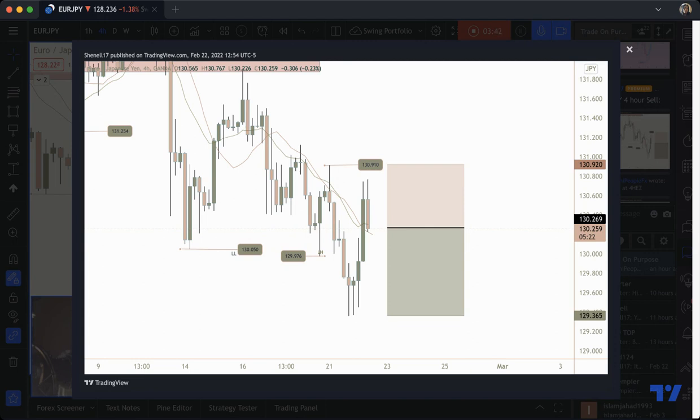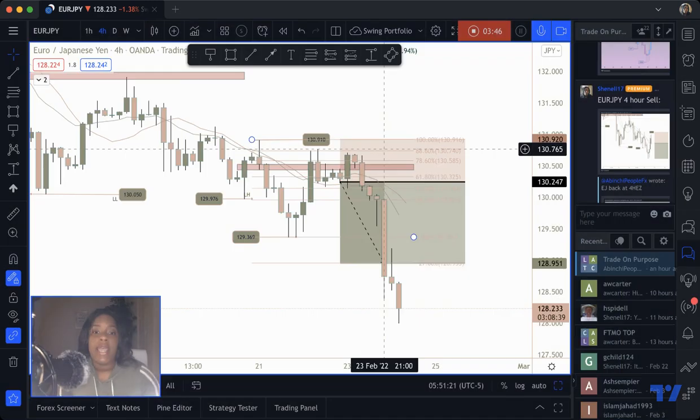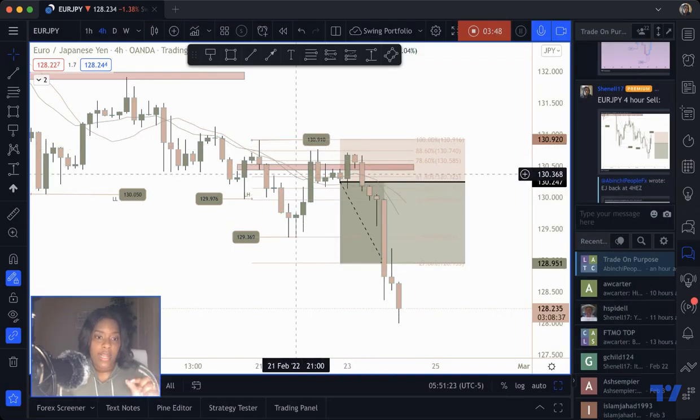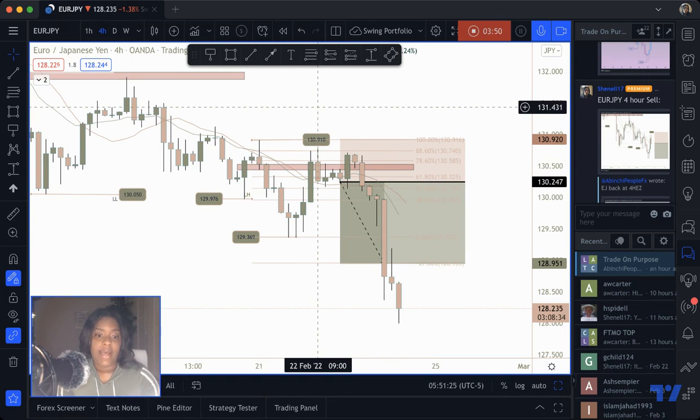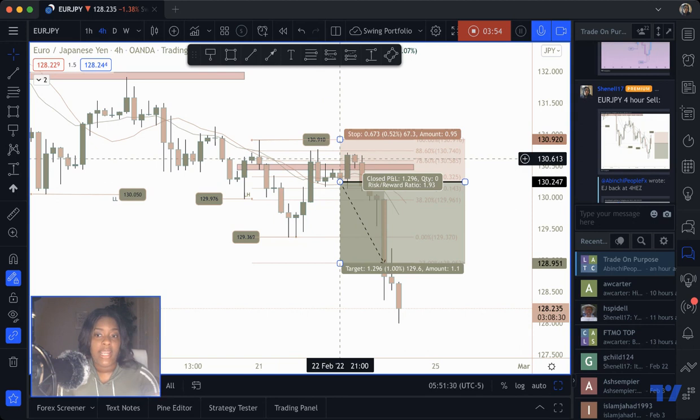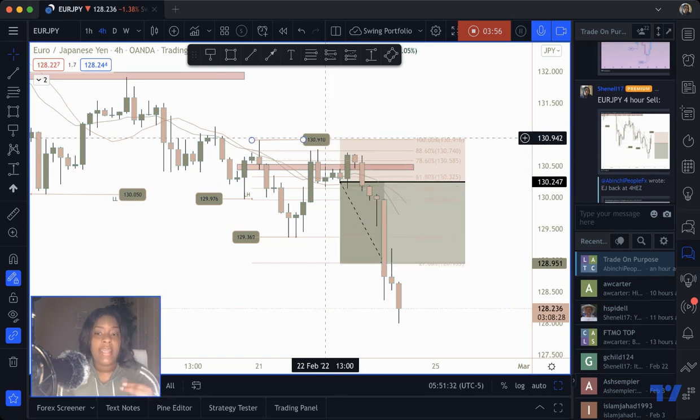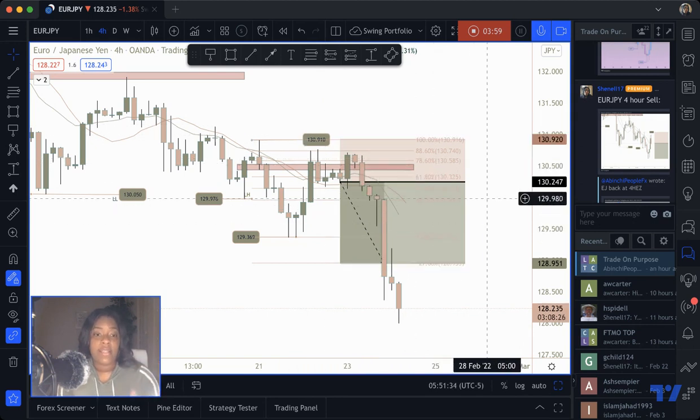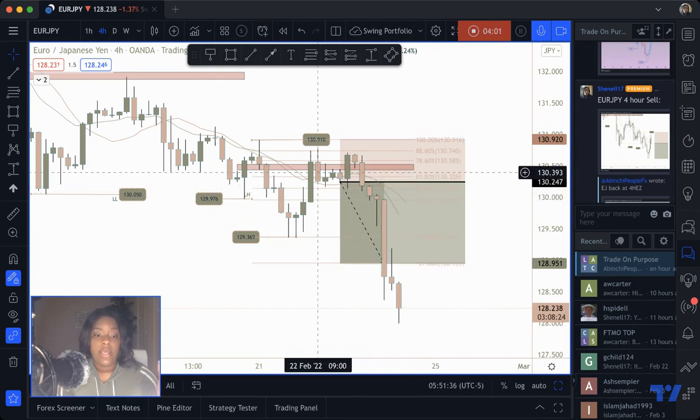And so I sent this out saying, you guys, now it's time to enter Euro JPY. And so now this is where we are in the market, as you guys can see with my analysis. And so we entered the trade here, and now look at what price is doing. So this is a really, really great setup, you guys. I really enjoyed this setup.